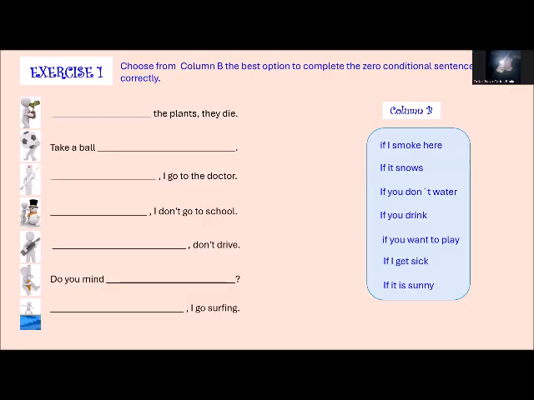The sentence says the plants they die, and the column is if I smoke here. Okay, Emilio, please read all the sentences in column B. All of them. Only read it, please. If I smoke here, if it's noisy, if you don't water, if you drink, if you want to play, if I get sick, and if it is sunny.